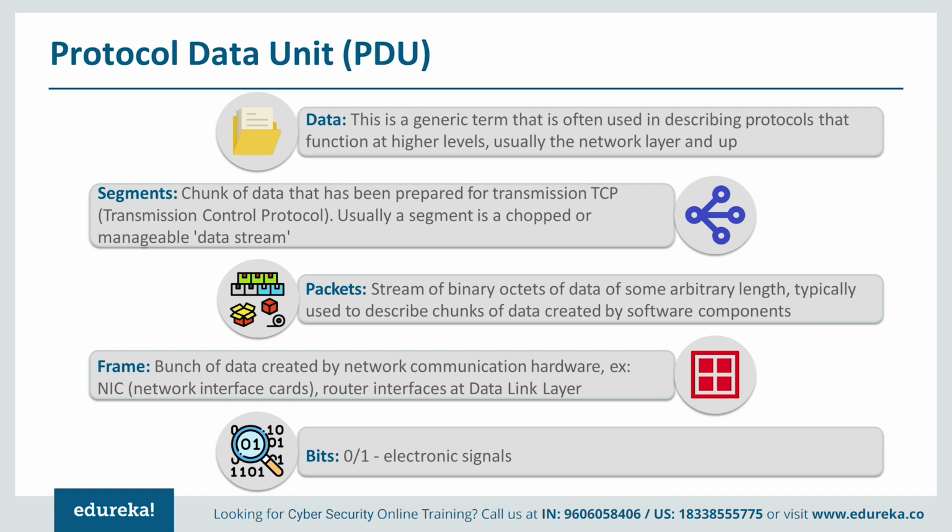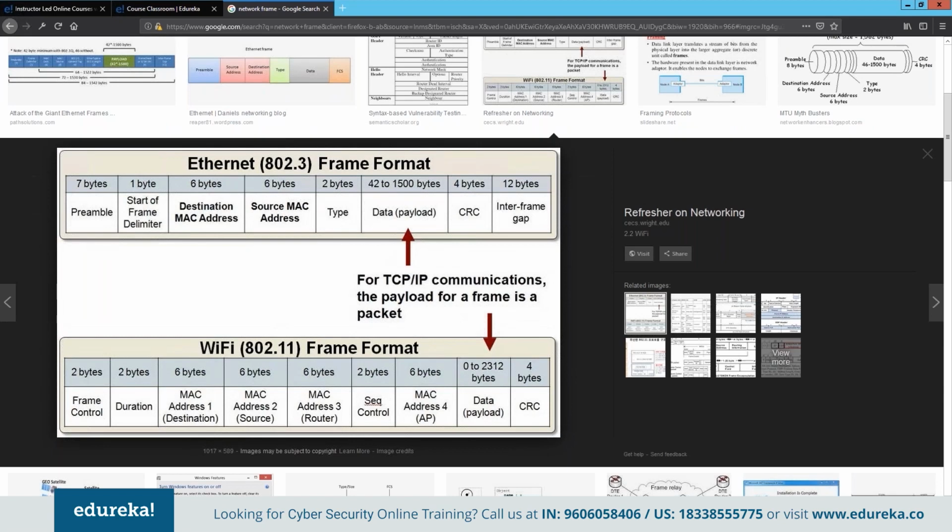The second one is frames. A frame is on layer 2, the data link layer. It's a bunch of data created by network communication hardware, so the NIC card or router interface creates a set of information. This is how a frame looks like. It's the 802.3 frame format, or the 802.11 frame format. The frame will have the destination MAC address to where the information has to go, and also who the sender is, and the MAC address of the router or access point.